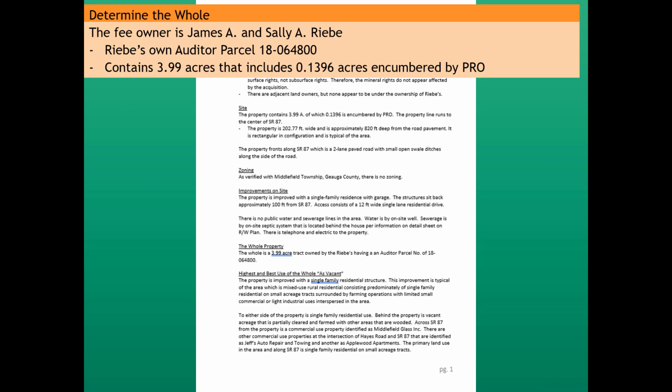That contains 3.99 acres, of which 0.1396 acres is encumbered by PRO. Remember the highway right-of-way plans that the Rybys own to the center of the road. So the portion of the road that goes over their property is standard highway easement, identified as present road occupied, PRO, and that area is 0.1396 acres.